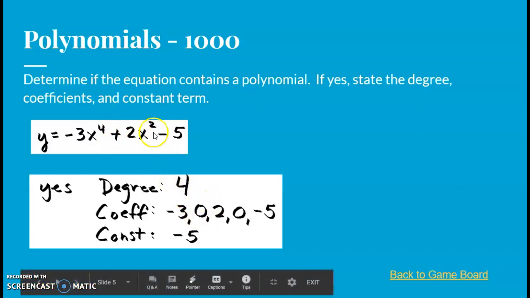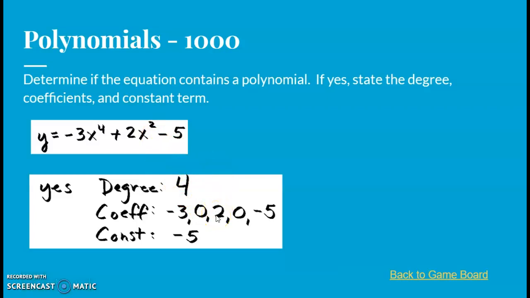I have an x squared, so I take the 2 and put it in front of here. I do not have an x to the first term. That would have been in between these two, so I do another 0 placeholder. And then my x to the 0 term is -5, and that is also my constant term. Remember that the signs always go with the numbers behind them.